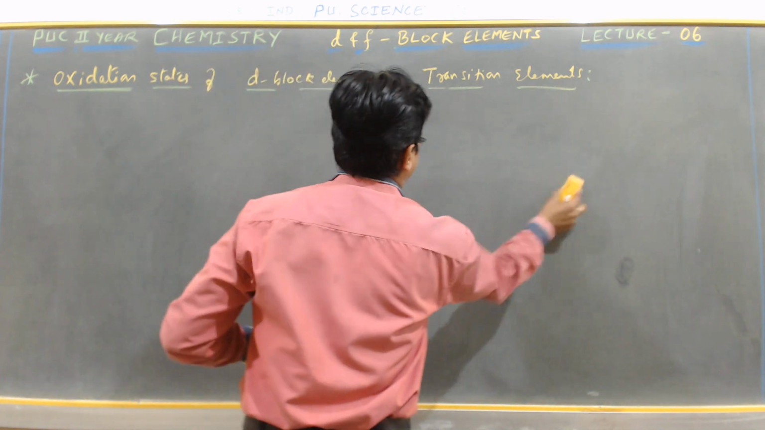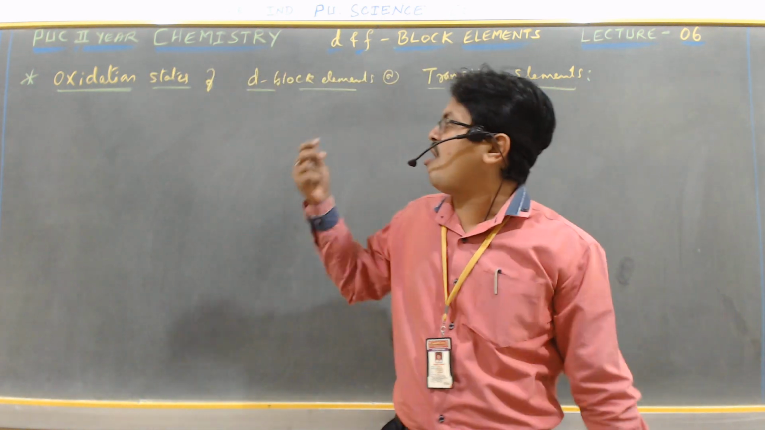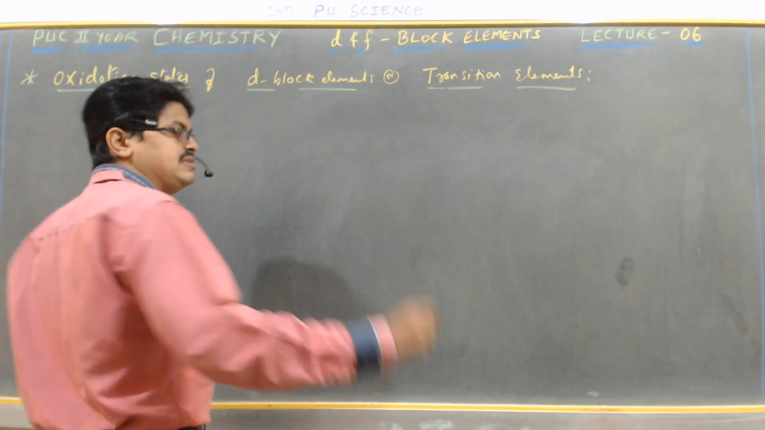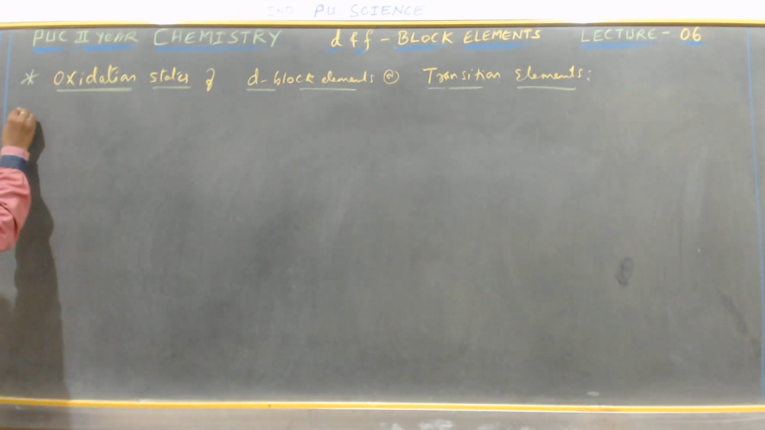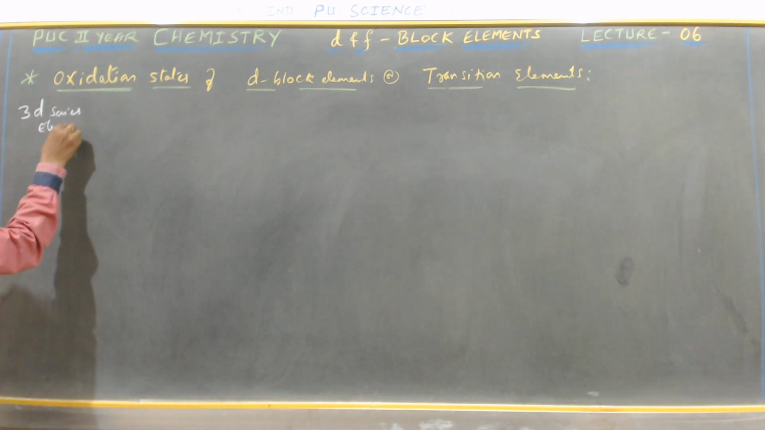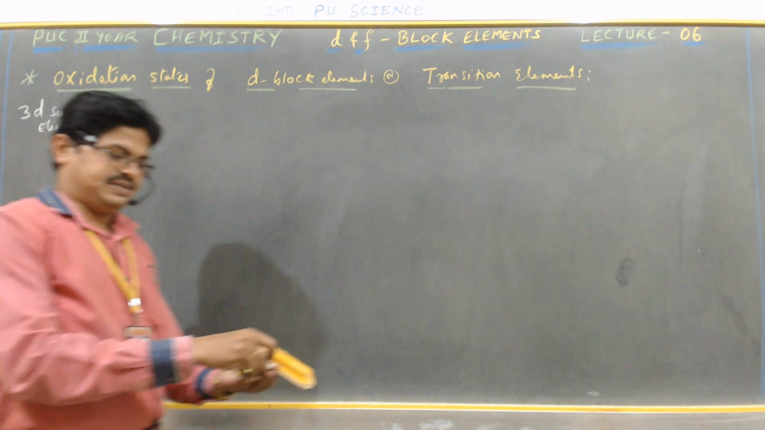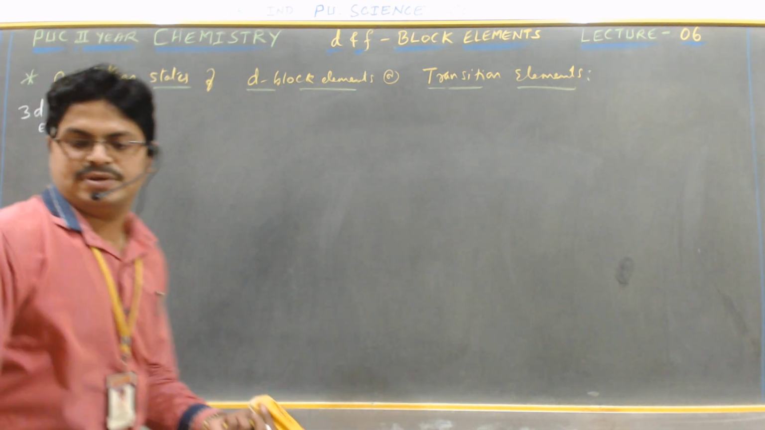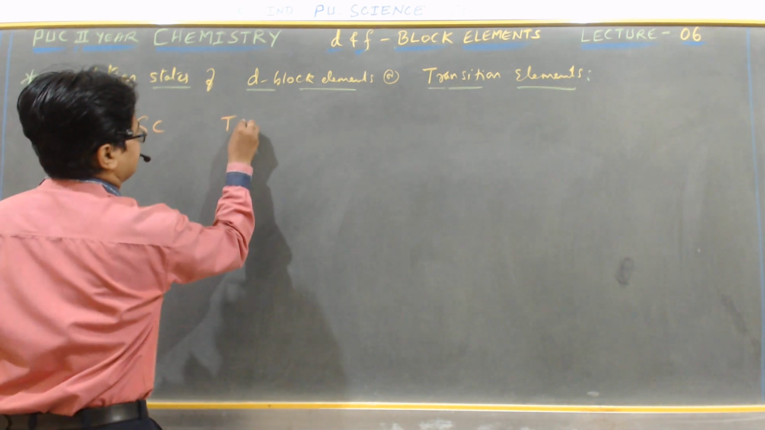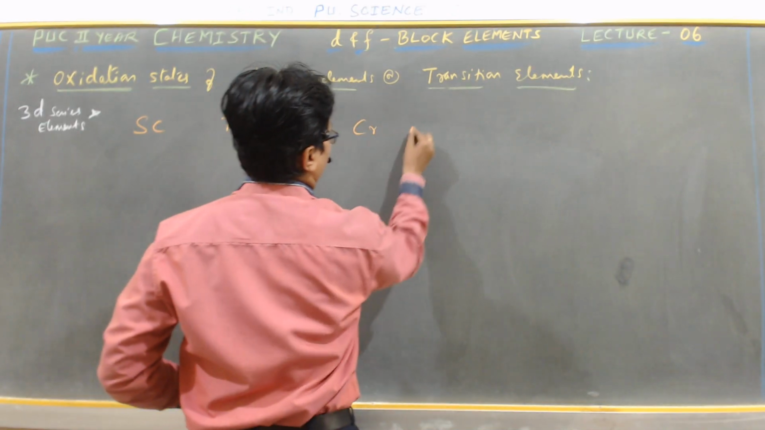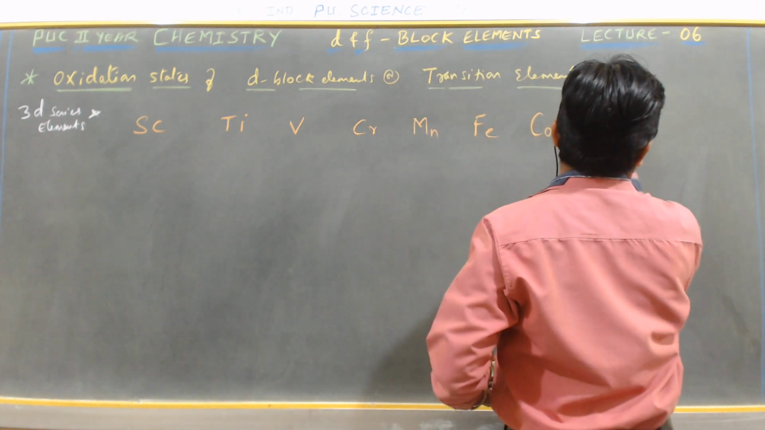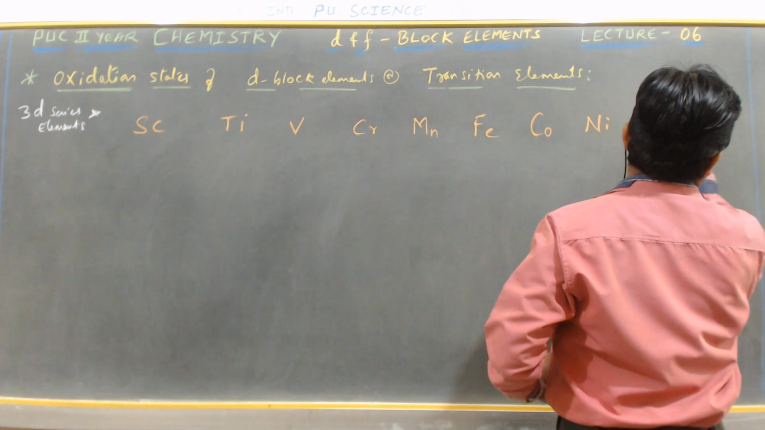Okay. And the next point, let us look at how the oxidation state is exhibited by these D block elements. Let me consider the example of 3D series elements. With respect to 3D series elements, look at what the elements are: scandium, titanium, vanadium, chromium, manganese, iron, cobalt, nickel, copper and zinc.